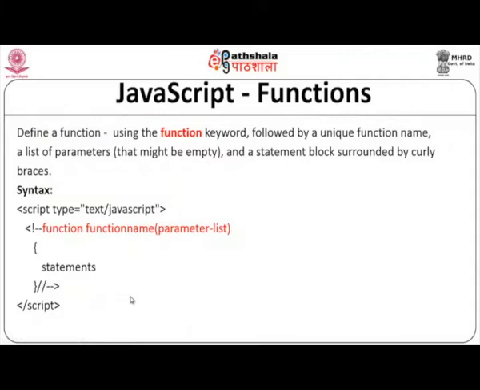Now, coming to functions, how to work with functions. We can also define a function in JavaScript using the function keyword, and following the keyword function you will use the function name, and the function can take a list of parameters or it can be empty. Now, whatever block of statements comes after this function keyword should be surrounded by curly braces.